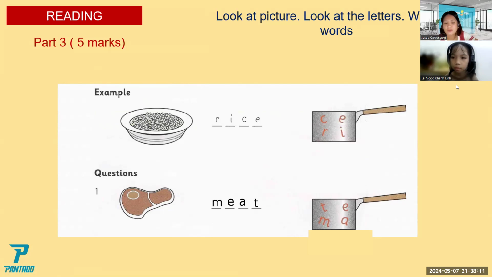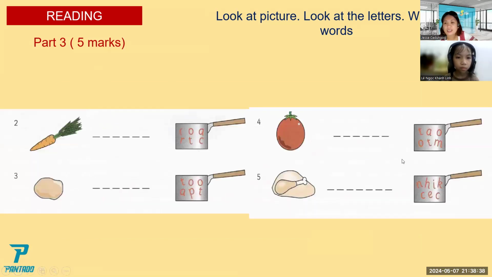Okay, what's the answer to number 1, Lynn? Meat. It's meat. M-E-A-T. Let's check. Very good. It's meat. Okay. Very good. Number 2. Okay, now here, Lynn, I have the following: 2, 3, 4, and 5. Go.